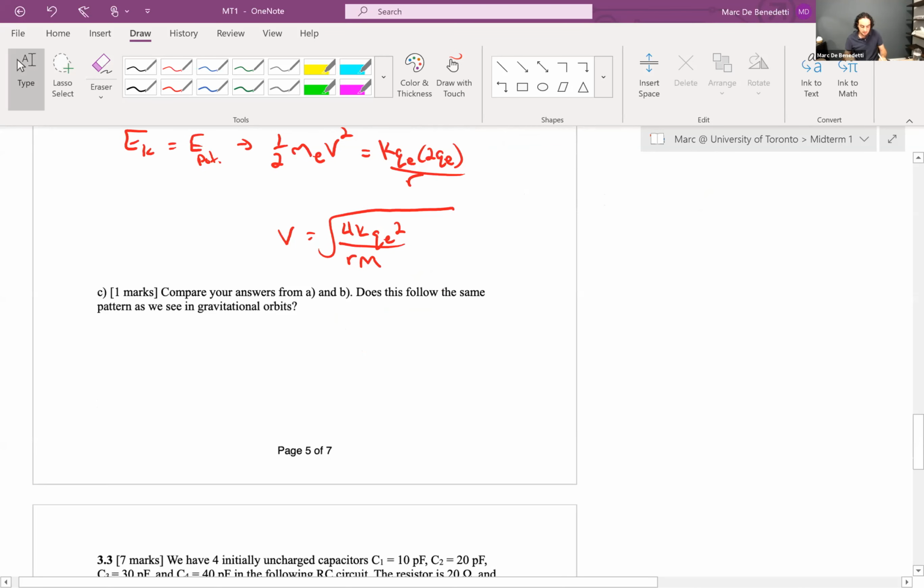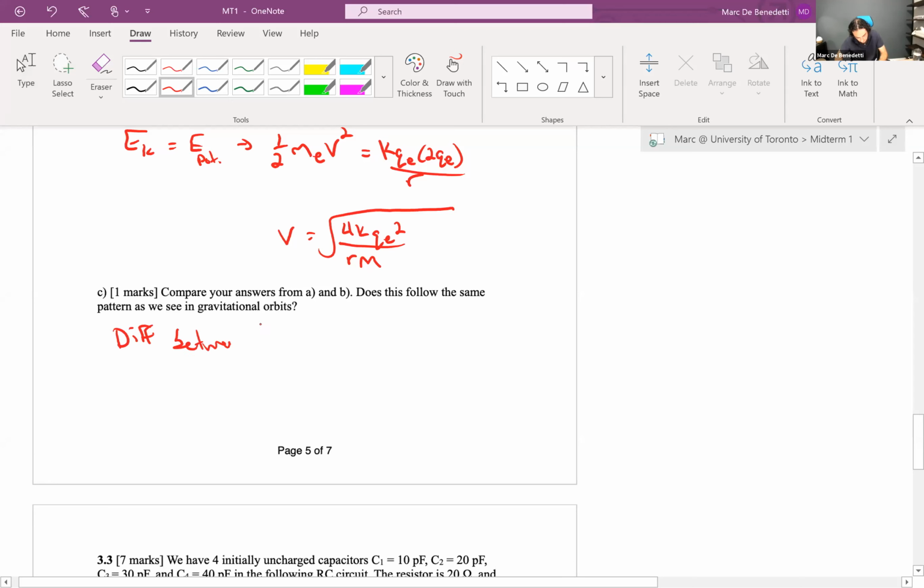And part C asks you to compare your answers in A and B. Does this follow the same pattern that we see in a gravitational orbit? And the answer is yes. Yes, it does. The only real difference between the escape velocity and the stable orbital velocity is a factor of √2.